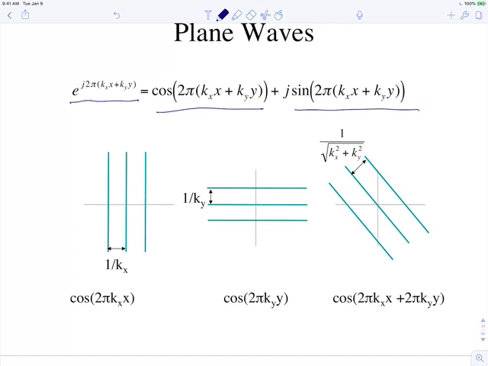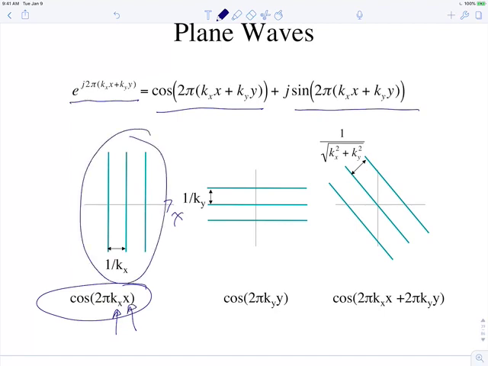So cosine 2 pi kx x, remember we're purely on the kx axis, and so this is a function of x only, and this is representing my vertical stripes. So cosine 2 pi kx x is vertical stripes. Similarly, here I have the y-axis. If I have cosine 2 pi ky y, it's only a function of y. It's only going to vary in the y direction, so if I only have the ky, it's only going to give me something looking like that.